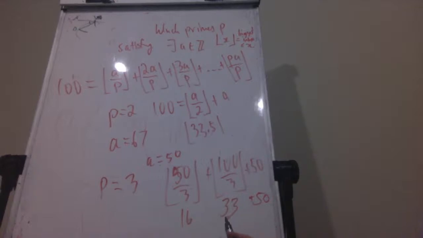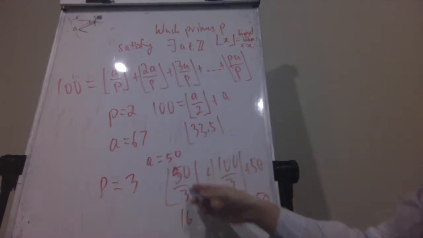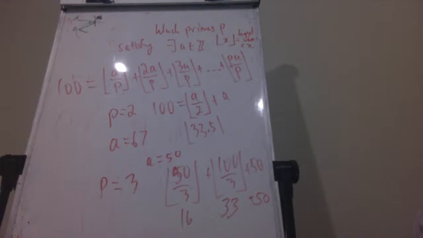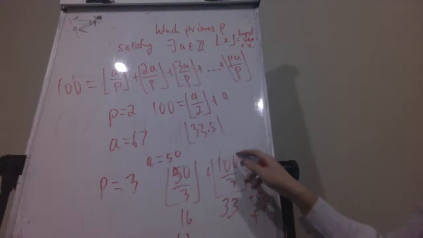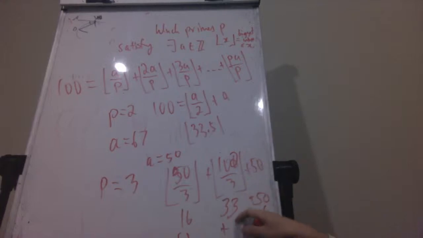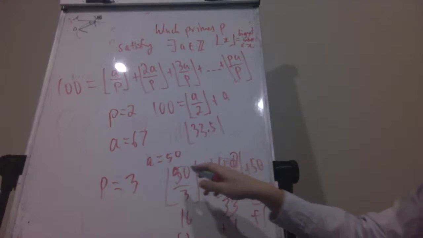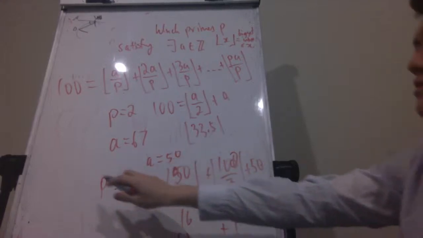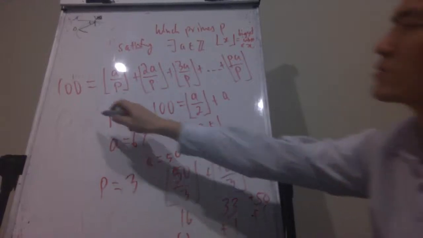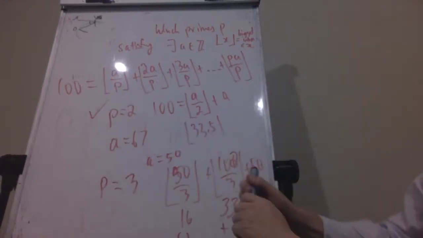51 is too much because it increases first. 50 over 3 is like 17. And then 51 is too much because you make it 51, and then this will go up by 1, right? So this will plus 1 and this will plus 1, but it's 102. So they're all plus 1. Okay, my bad. And so P equals 3 doesn't work, yeah? So P equals 2 works, and P equals 3 doesn't work.